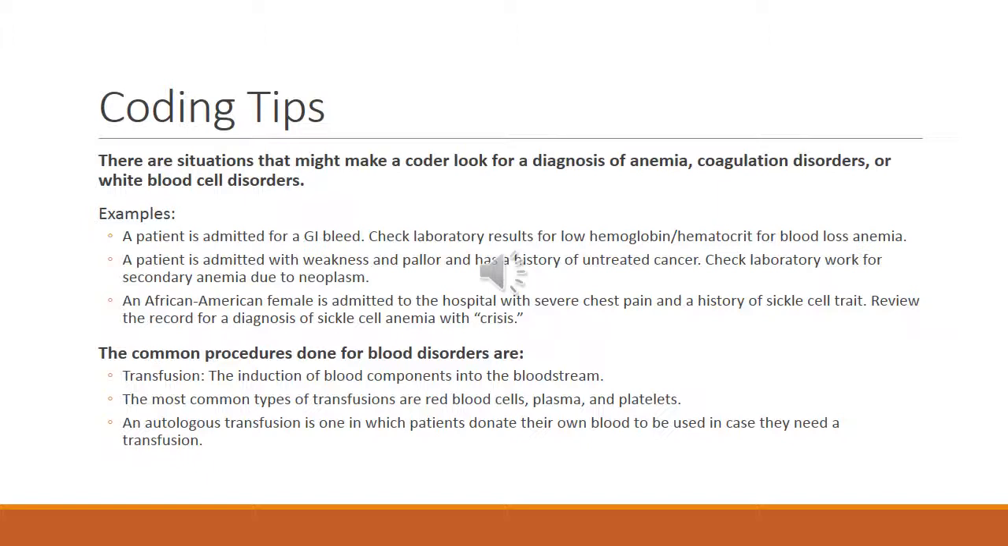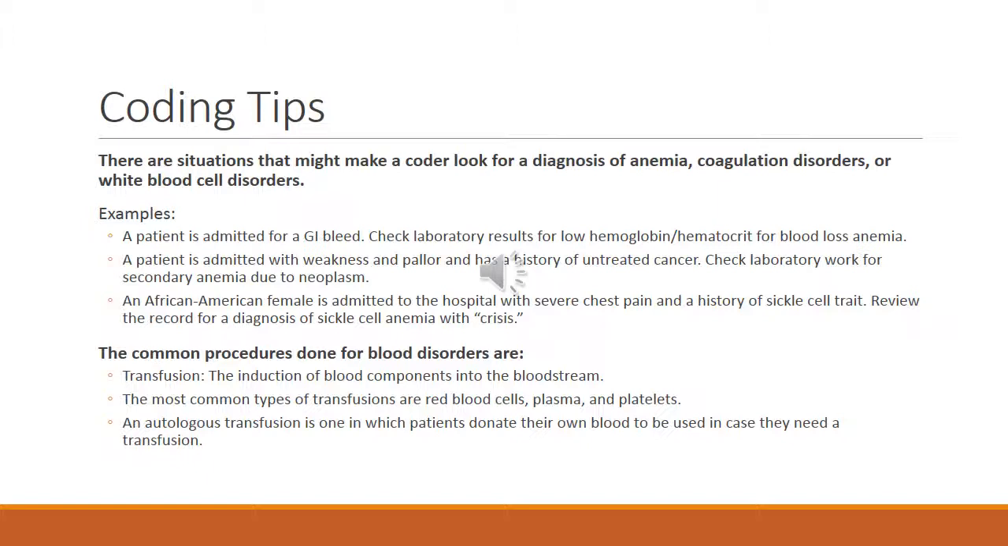Next, a patient is admitted with weakness and pallor and has a history of untreated cancer. Check laboratory work for secondary anemia due to neoplasm. And last, an African American female is admitted to the hospital with severe chest pain and a history of sickle cell trait. You want to review the record for a diagnosis of sickle cell anemia with crisis.